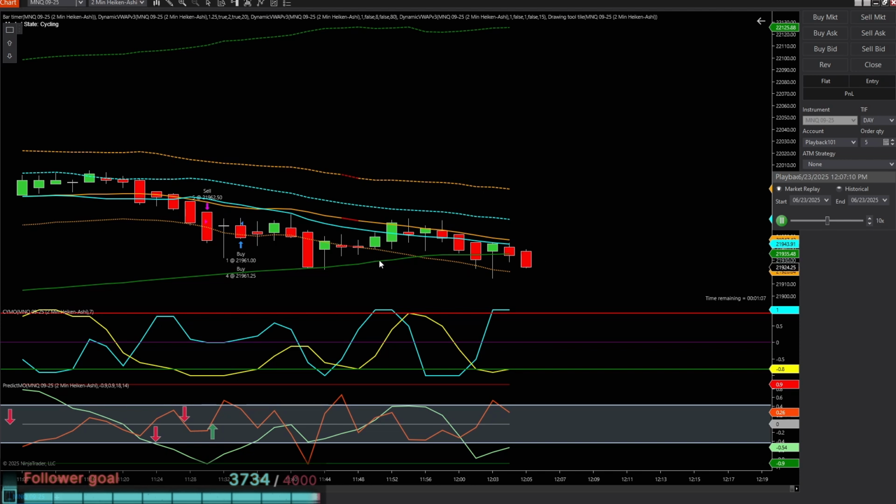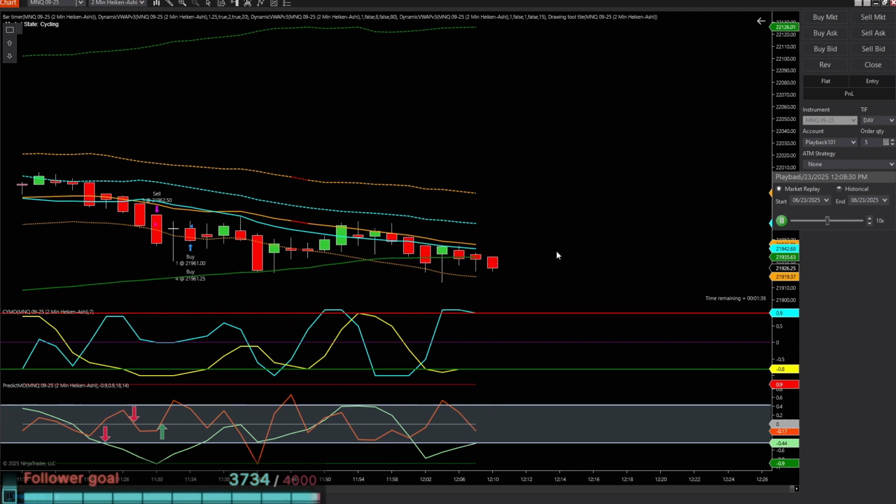Anytime, here's a very important observation. Anytime the 80 bar VWAP crosses with the 15 bar VWAP, you typically get some type of change in price. So we're very close to seeing that cross right here. If it happens, we'll definitely keep an eye on it, okay?